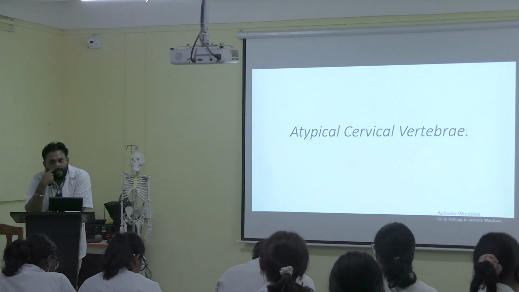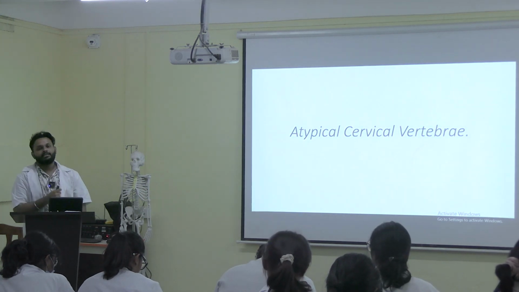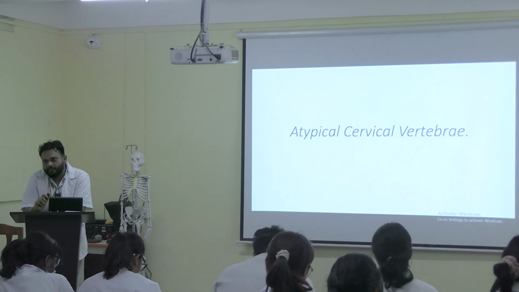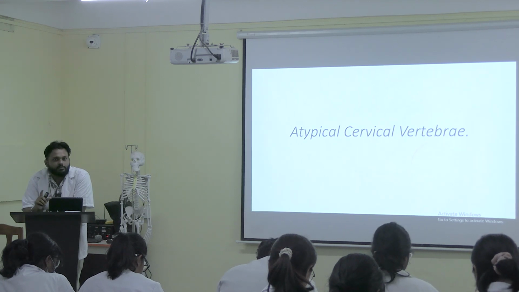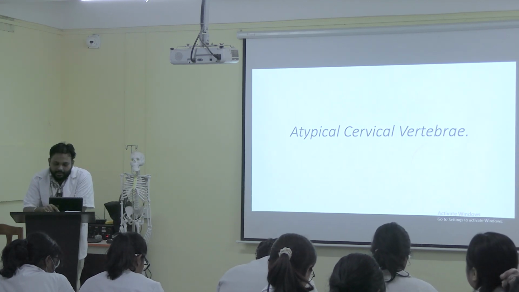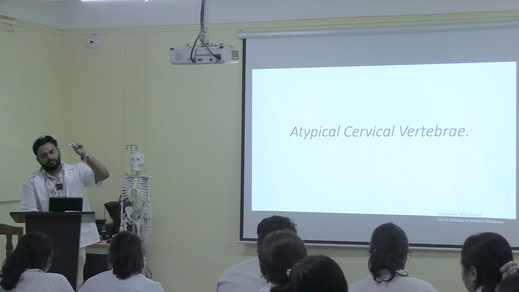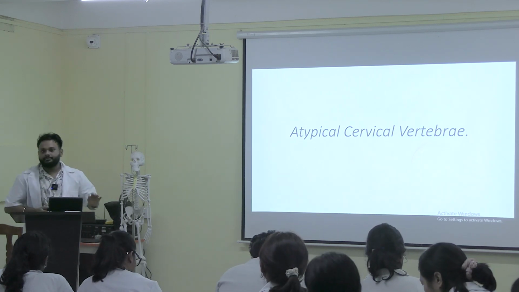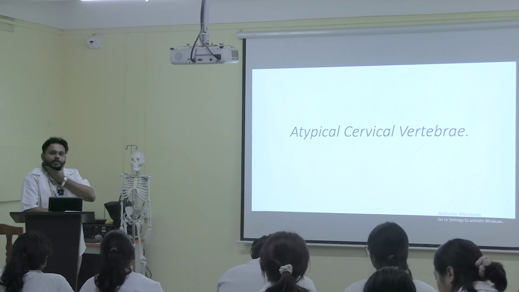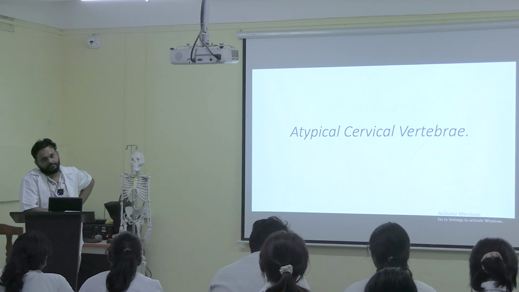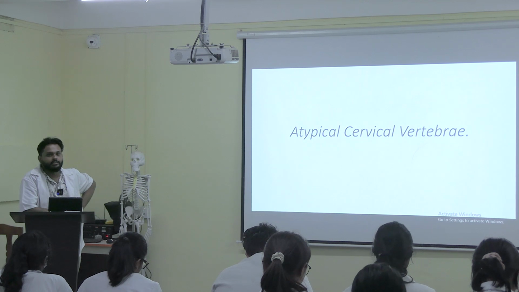C2 is known as the axis bone, and C7 is known as Vertebra Prominens because it has a prominent and long spine. See, this is the long spine. Now we will discuss the vertebrae separately. First one is C1, Atlas. There are a few special features of Atlas.